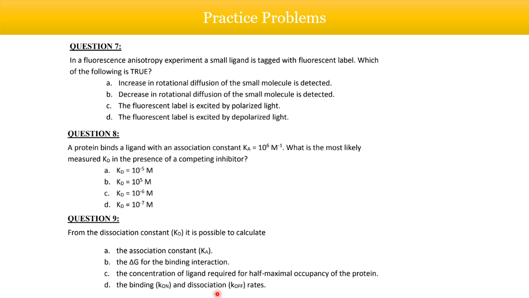In a fluorescence anisotropy experiment, a small ligand is tagged with a fluorescent label. Which of the following is true? Increase in rotational diffusion of the small molecule is detected. Decrease in rotational diffusion is detected. The fluorescent label is excited by polarized light. It is excited by depolarized light. Which of it is true? You detect the polarized light or the depolarized light or the rotational diffusion. What is it that you are actually detecting?